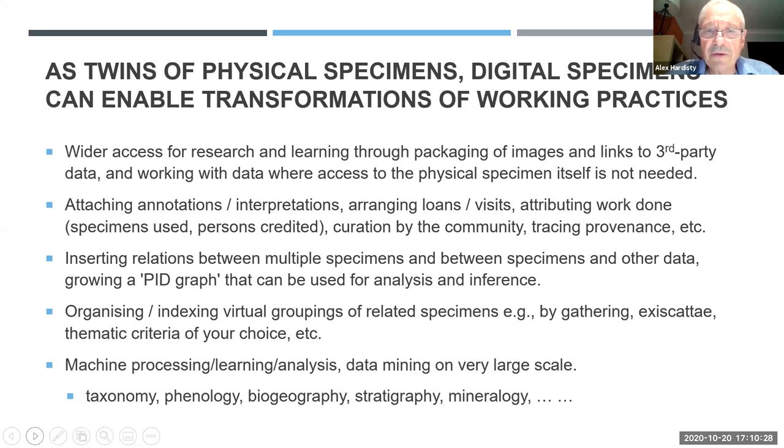By inserting relations between multiple specimens and between specimens and other data, we can grow a graph that organically increases in size that can be used for analysis and inference of the relationships between specimens and data derived from and about those specimens. And we can organize digital specimens in virtual groupings of related specimens by their gathering event, by their geolocation, by thematic criteria of your choice, etc. And unlike physical specimens, digital specimens can belong to many different collections simultaneously, if that's appropriate. And these specimens allow machine processing, learning and analysis, data mining on a very large scale for all kinds of interdisciplinary work that can be based upon collections.